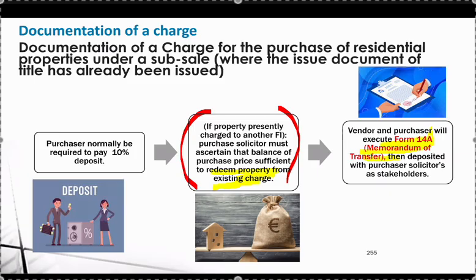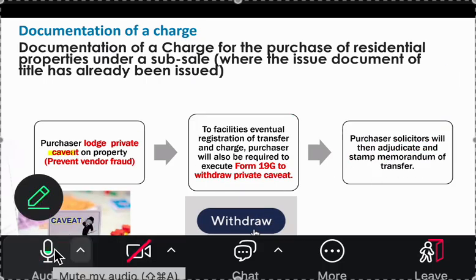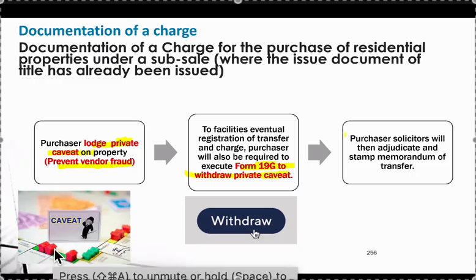Okay, good. Now, next. In order to prevent any dealings, you want to protect yourself after you sign the sales and purchase agreement. What should you lodge to protect yourself as a buyer? Private caveat. What type of caveat? Private caveat, to prevent the fraud. Then eventually you would execute Form 90G to withdraw the private caveat, and then you would adjudicate the stamping of the MOT here.